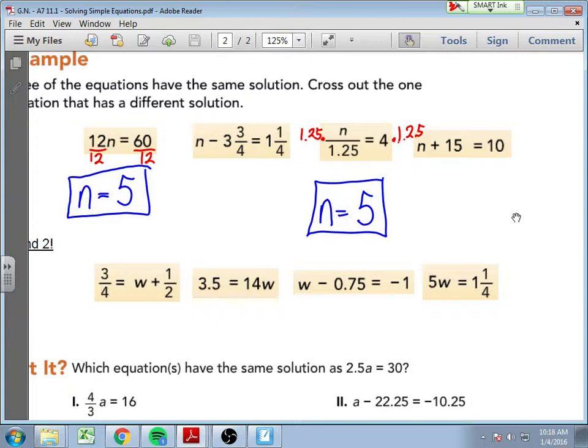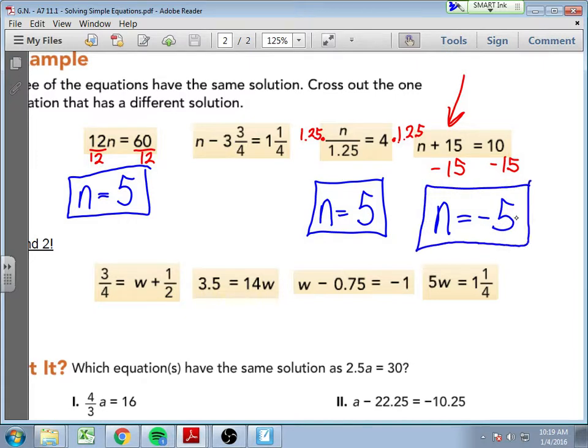Lily, will you pick one to solve? Okay. The last one is wrong. Why is that? How'd you get there? I just did 10 minus 15. Yeah, because we see that there's addition of 15 happening on both sides, we subtract by 15 on both sides, which gives me n is equal to -5. So, again, as it asked, you want to cross out the different solution.